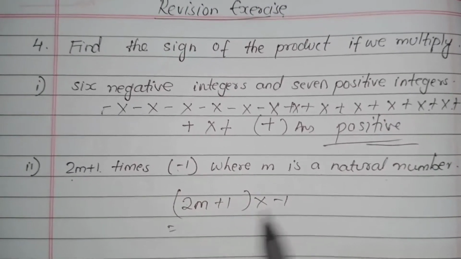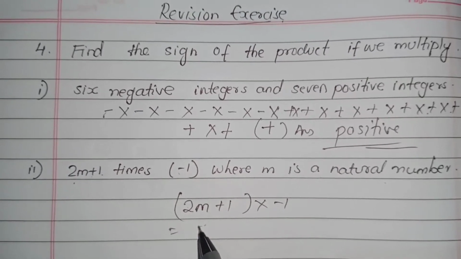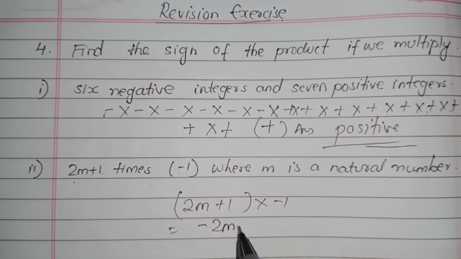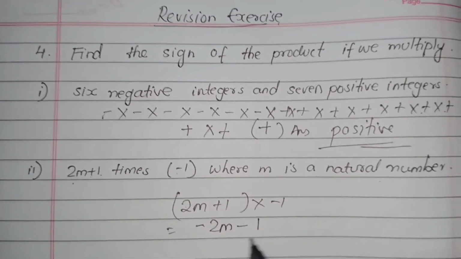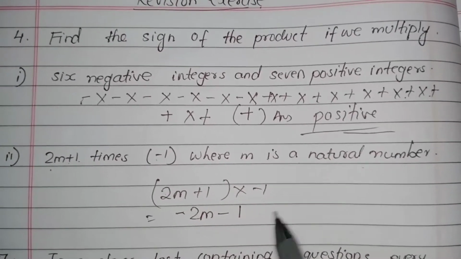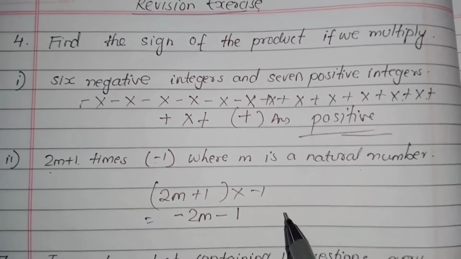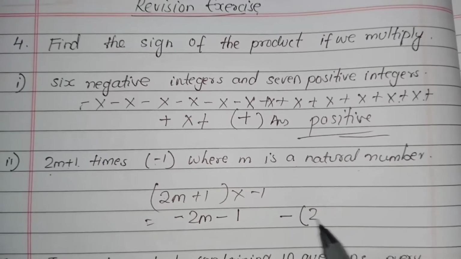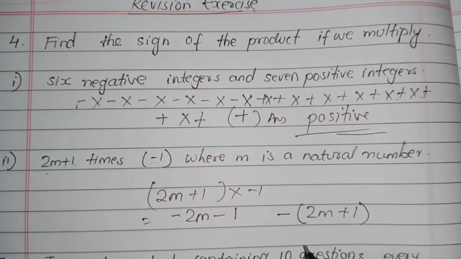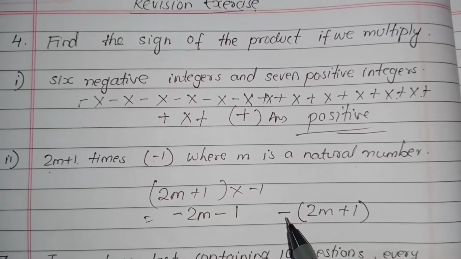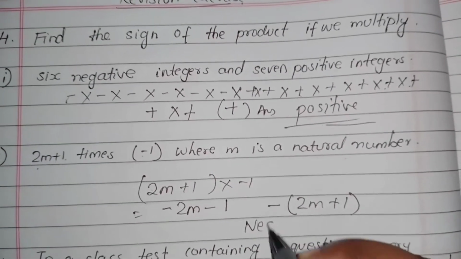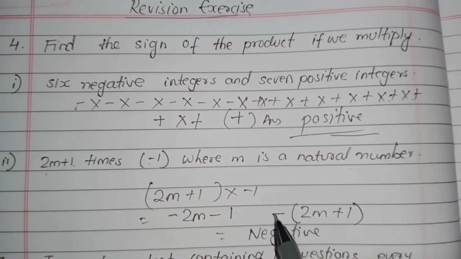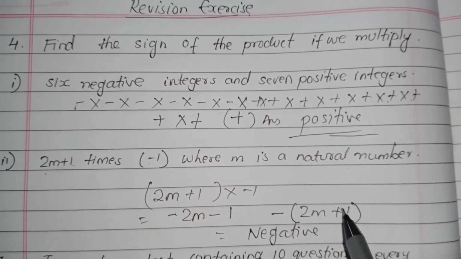So what will be the final answer? See, minus 1 into 2m, what will we get? Minus 2m. Minus 1 times 1 is minus 1. Or we can take this minus as common out, and write minus of 2m plus 1. So the final sign of this product is minus, that is negative. I have taken minus as common, so I'll take minus out, and this will become plus.